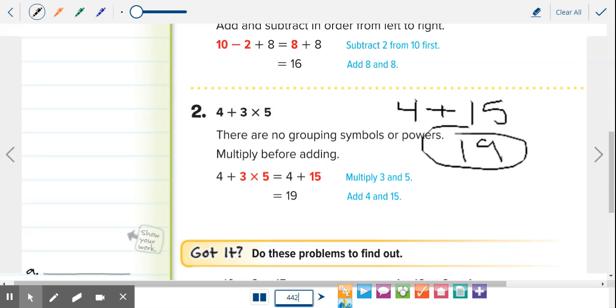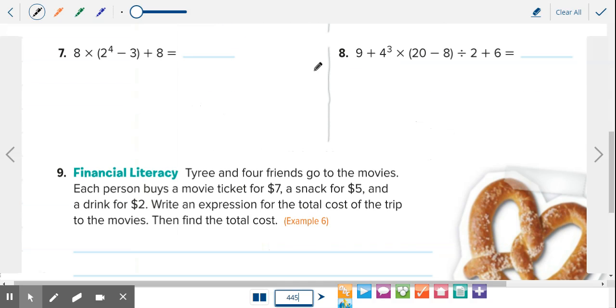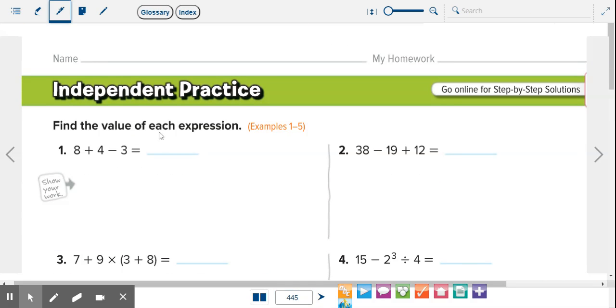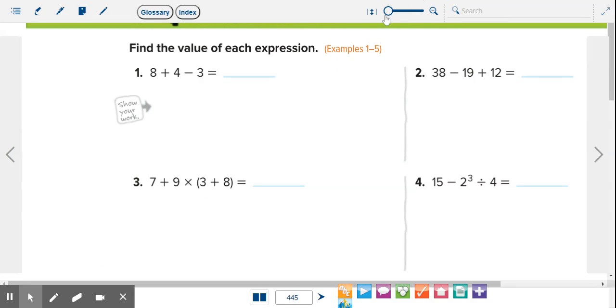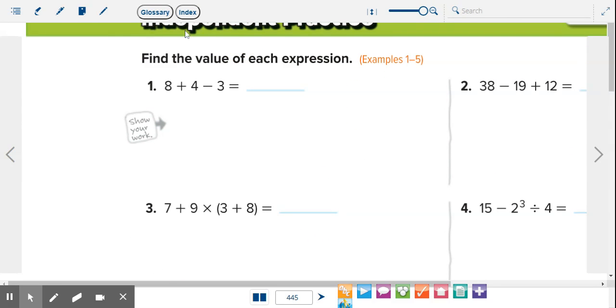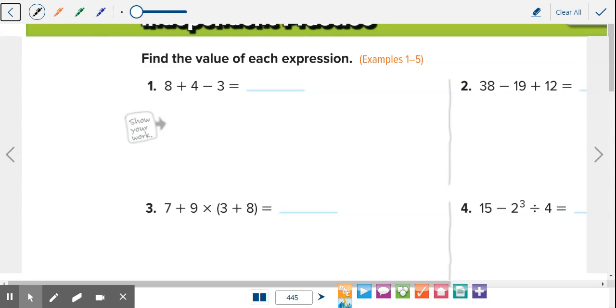All right, so let's jump over to page 445. We're going to do a couple of these. So number 1 here. We have 8 plus 4 minus 3. Up here, do we have parentheses? Nope. Exponents? Nope. Multiplying or dividing? Nope. Now we're down at addition and subtraction. Which one comes first, left to right? Addition. So that's the one we're going to start with. What's 8 plus 4? 12. We just copy down that minus 3, and now we do the subtraction. What's 12 minus 3? 9.